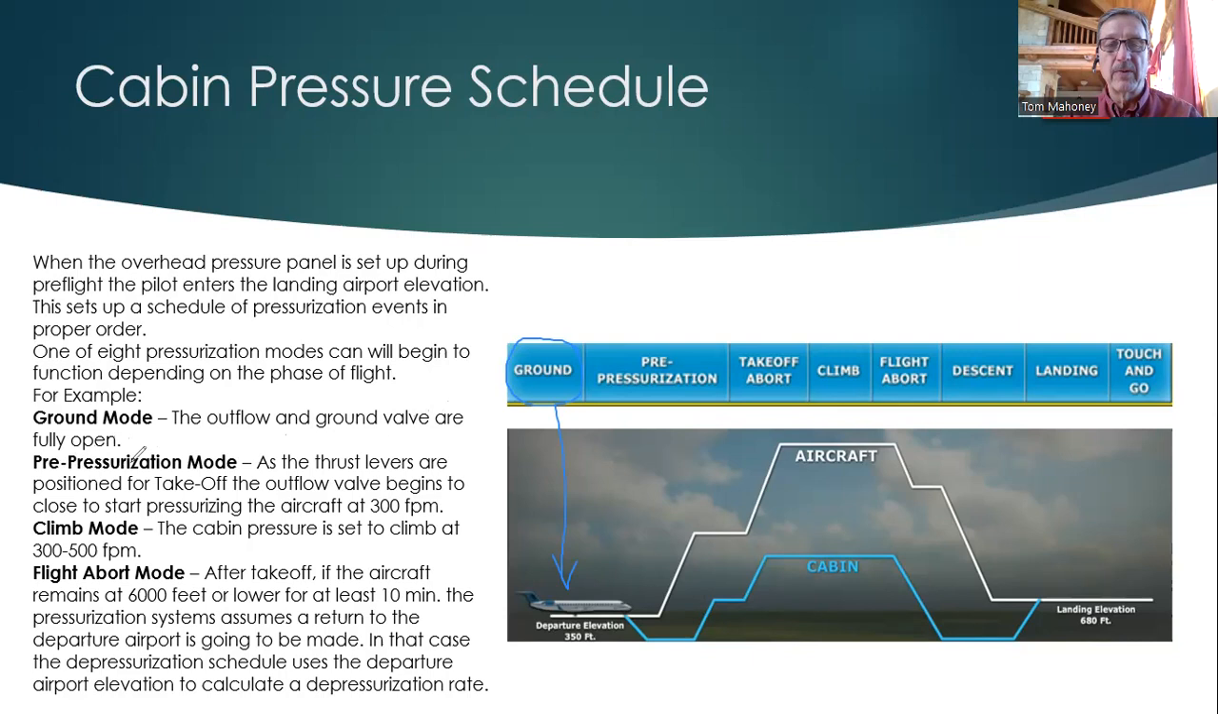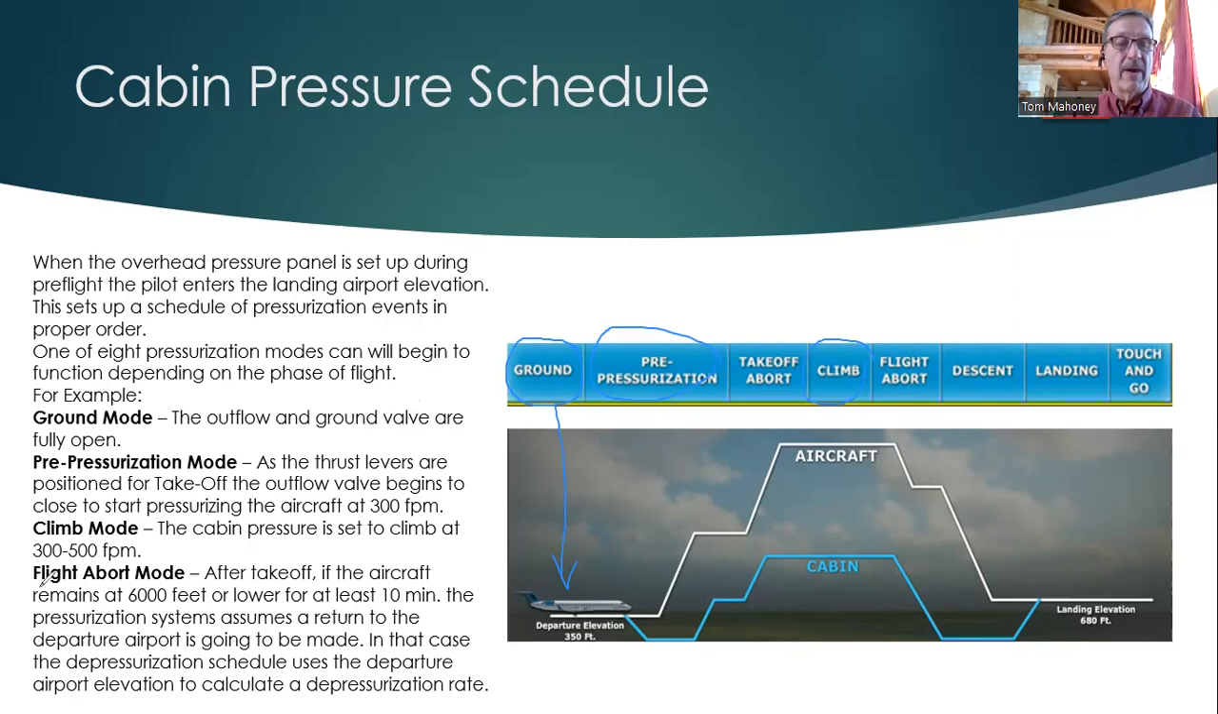When you enter the pre-pressurization mode, the next mode over, as the thrust levers are positioned for takeoff, the outflow valve begins to close to start the pressurization process, and it will pressurize the aircraft at approximately a 300 foot per minute rate. Let's move on to the climb. In the climb mode, the cabin pressure is set to climb at 300 to 350 feet a minute. And then you can look at the rest of the modes when you get to the AeroSim, and it will go through most of them, I believe, and describe what they are.